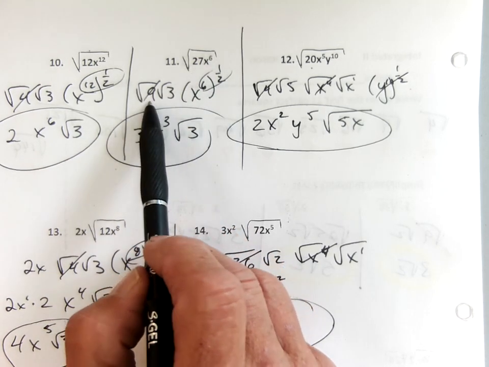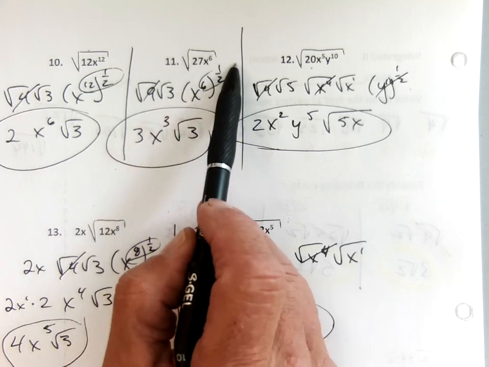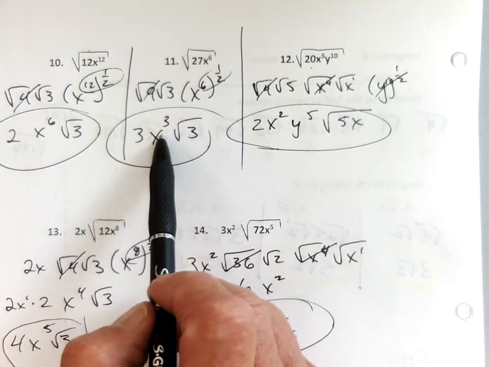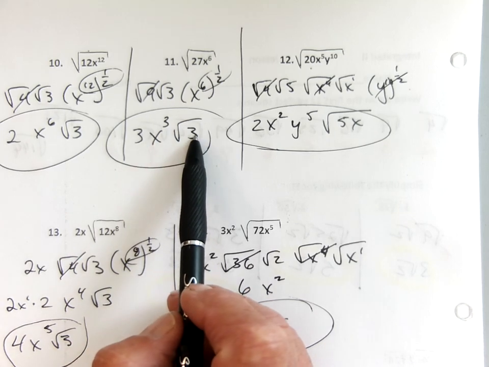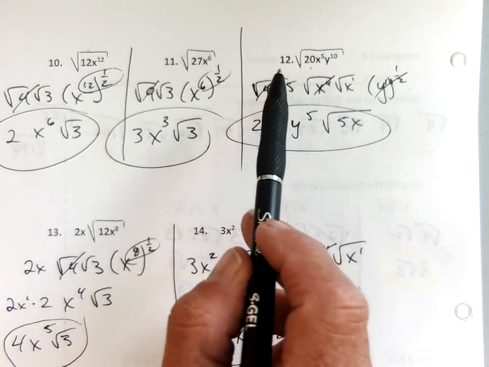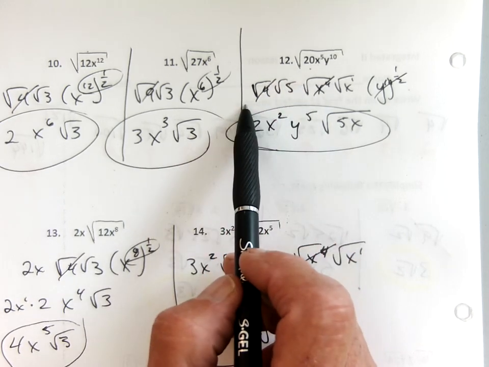11, I broke 27 down to 9 times 3. I'm going to take half of the 6. Okay? Square root of 9 is 3. Took half of the 6. I got x to the 3. And square root of 3, I just leave square root of 3 because that's an irrational number. It's an ugly decimal.